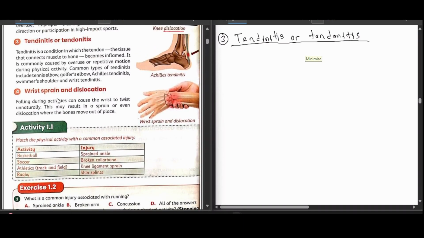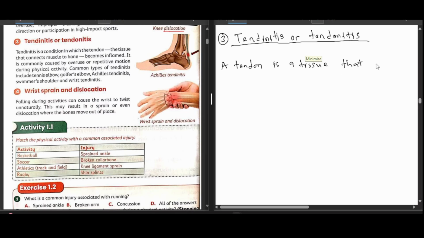Tendinitis or tendonitis is a condition in which the tendon, the tissue that connects muscle to bone, becomes inflamed. So let us define a tendon. A tendon is a tissue that connects muscle to bone. That's what a tendon is.